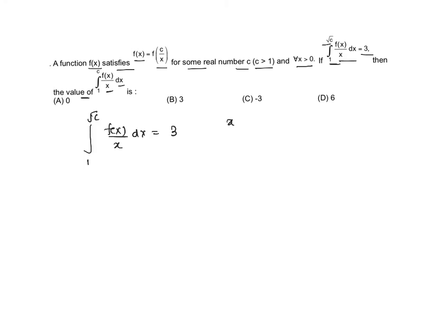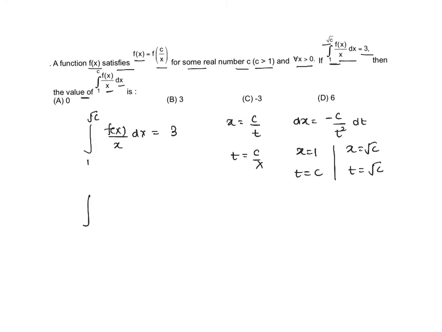Here we will replace x with c by t. So dx will come as minus c by t square dt. So t equals c by x. When x is equal to 1, then t equals c. When x is equal to root c, then t equals root c. So this integration will become c to root c, f of x we can write as f of c by t, divided by x we can write as c by t, dx we can write as minus c by t square dt, equals 3.